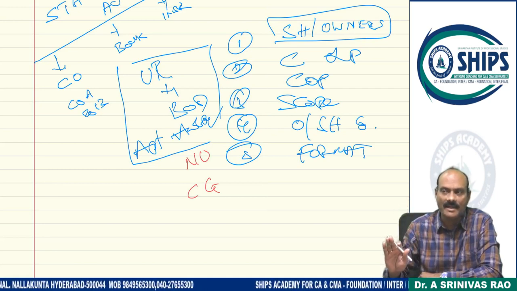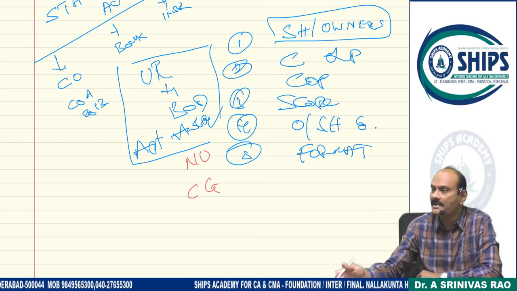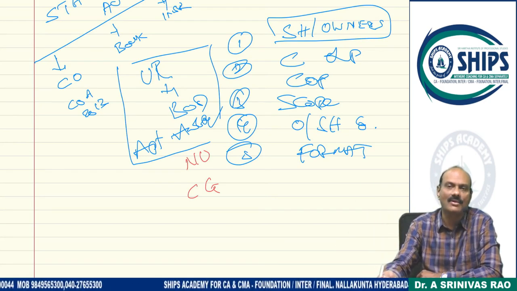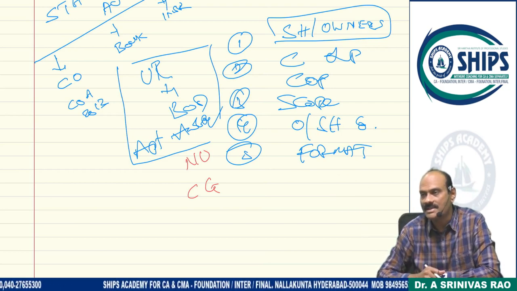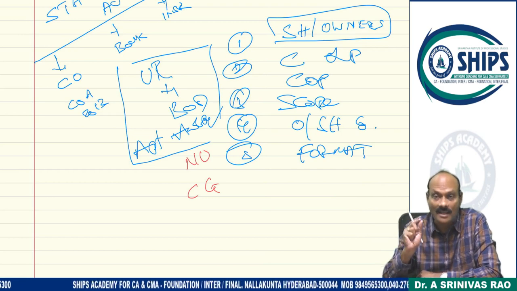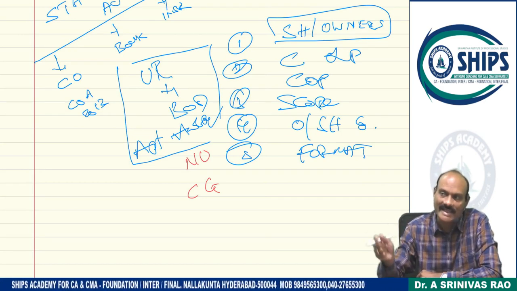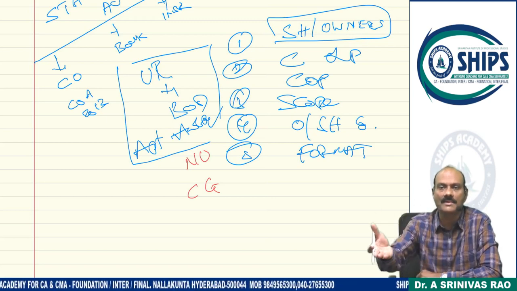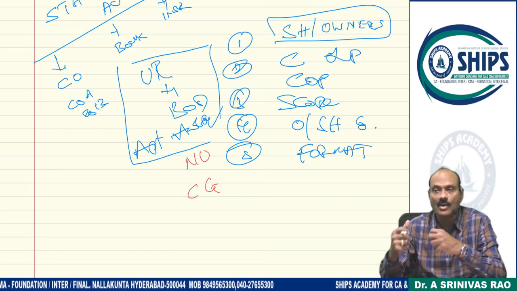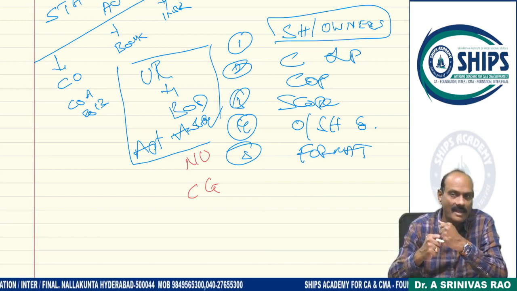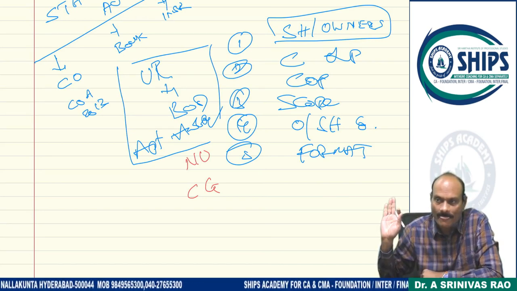Auditor's appointment is by shareholders. In case you are unable to appoint an auditor, you pray to the central government, and the government will appoint an auditor. But shareholders cannot authorize or delegate their power to the board of directors for appointment of an auditor, because there is a chance of collusion between auditor and board of directors. Chance is there. Am I clear?